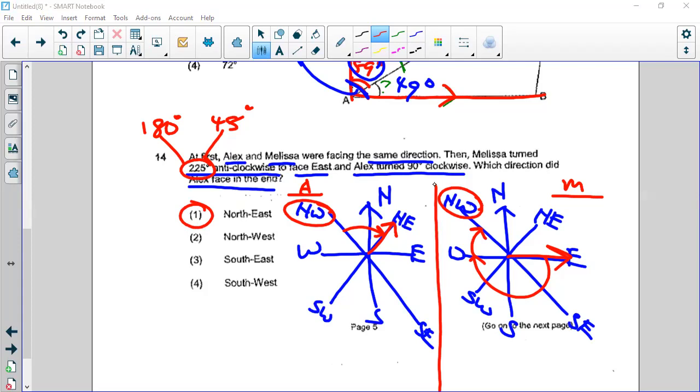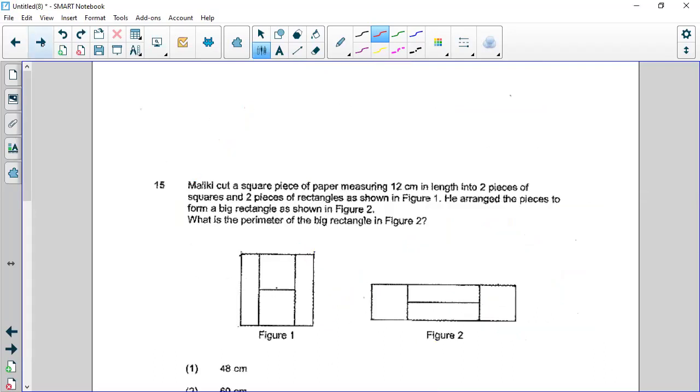Number 15. Maki cuts a square piece of paper measuring 12 cm in length into 2 pieces of squares and 2 pieces of rectangle, shown in figure 1. He arranged the pieces to form a big rectangle as shown in figure 2. So what's the perimeter of the big rectangle? Lesson here, there's a method. When the question gets harder, there is a method.